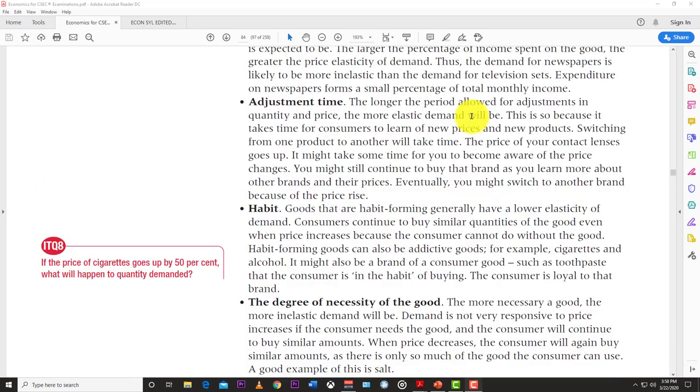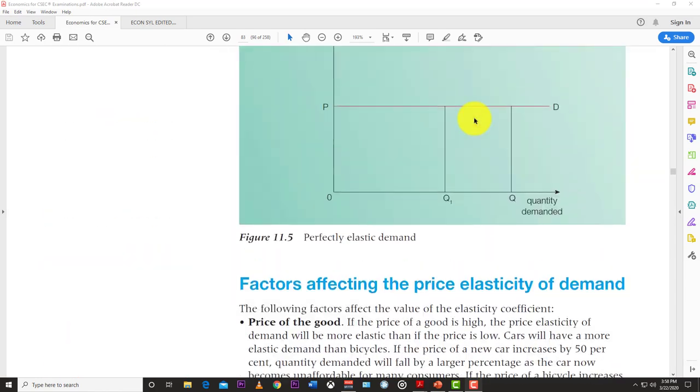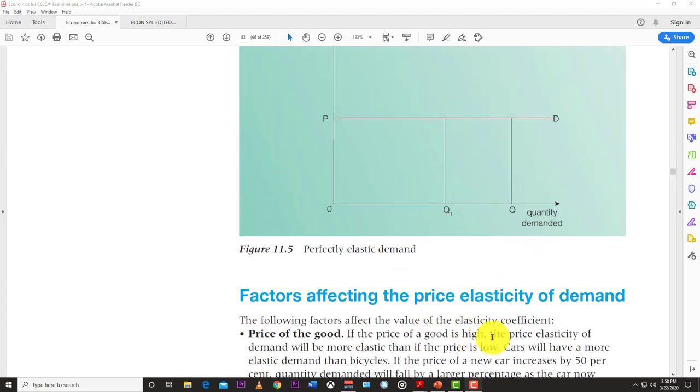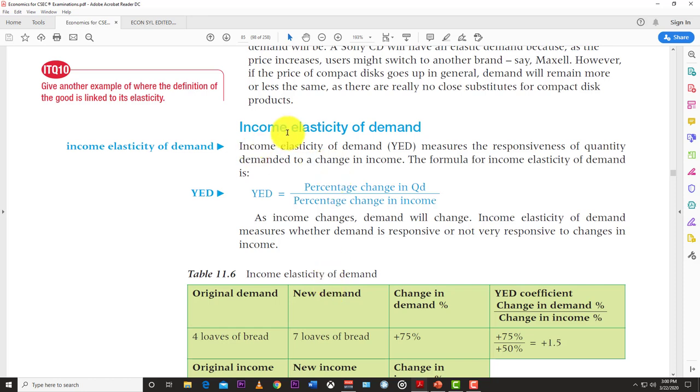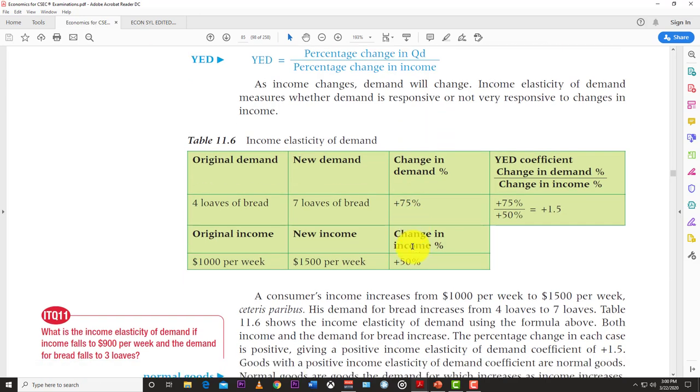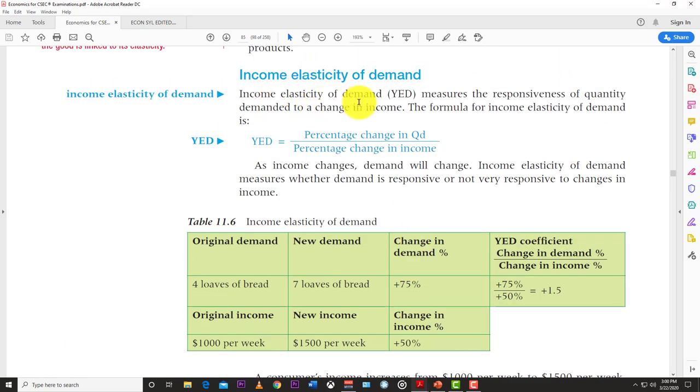All right, so that's basically it for the factors that affect the price elasticity of demand. Now, the other types of elasticities include income elasticity, or YED. It's pretty much the same formula as the price elasticity of demand, where you have percentage change in quantity over percentage change in income. So you're just substituting the price for the income. You just put the income where price used to be, and it's basically the same formula. So income elasticity of demand measures the responsiveness of quantity demanded to a change in income.